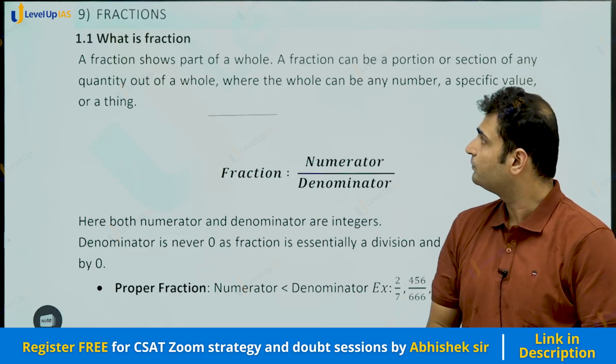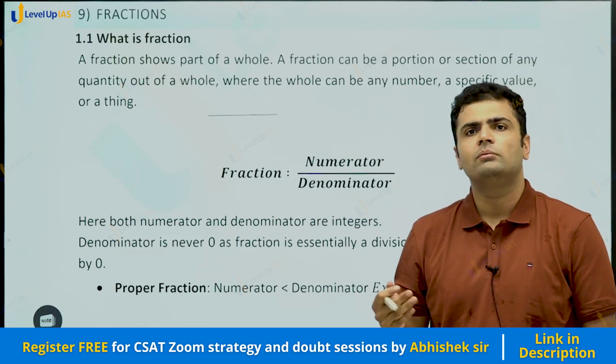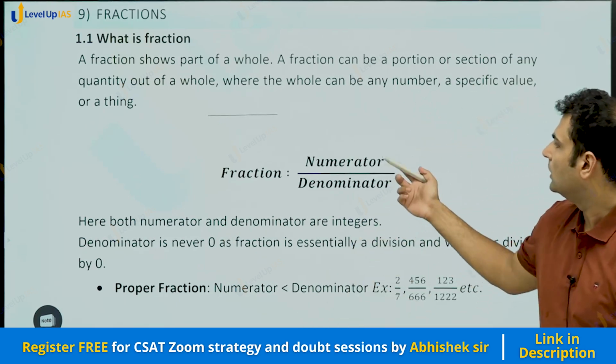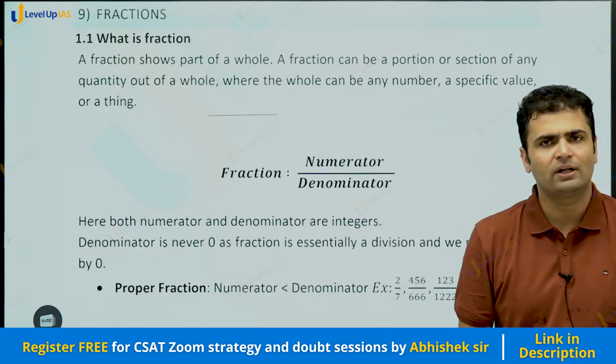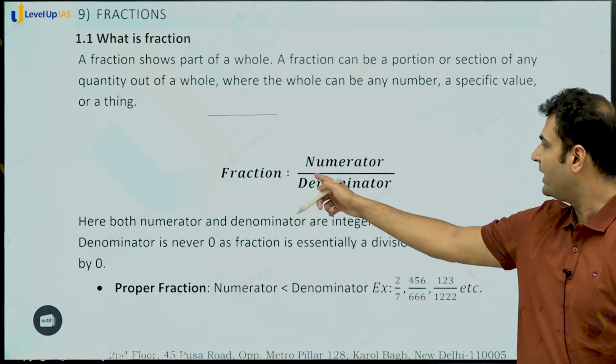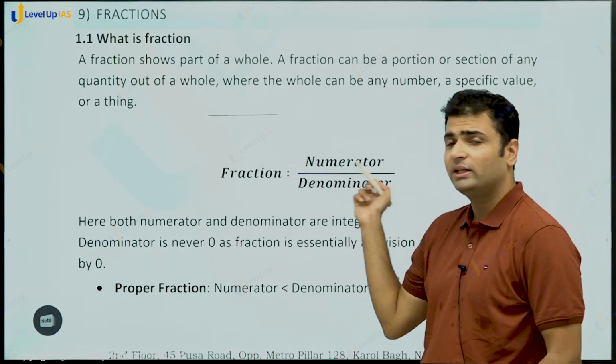कल हम यहाँ तक आए थे. Fractions is part of a whole. Any fraction is also called a rational number. It can be written as numerator divided by denominator. It is represented by this dash line.